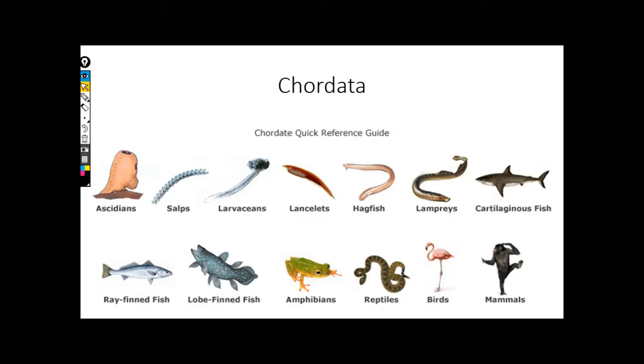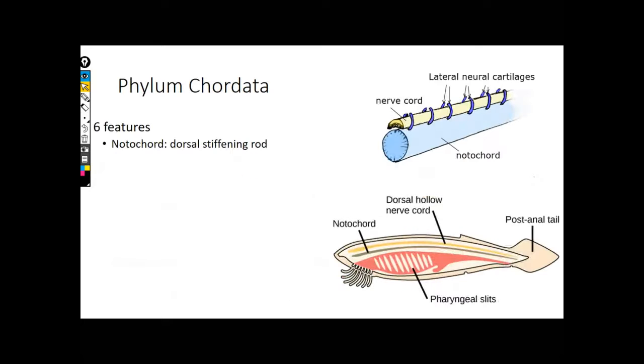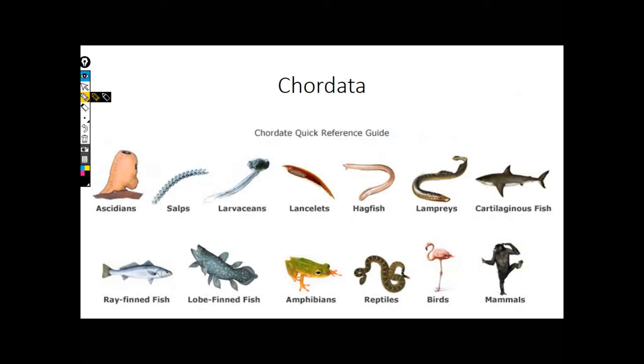Okay, so the first thing we want to look at is that phylum. And the phylum we're going to look at, before we look at vertebrates, are what are called chordates. Chordata. We're going to find that Chordata, okay, is a very big group. Okay, and they're basically pre-vertebrates. So this is our phylum.